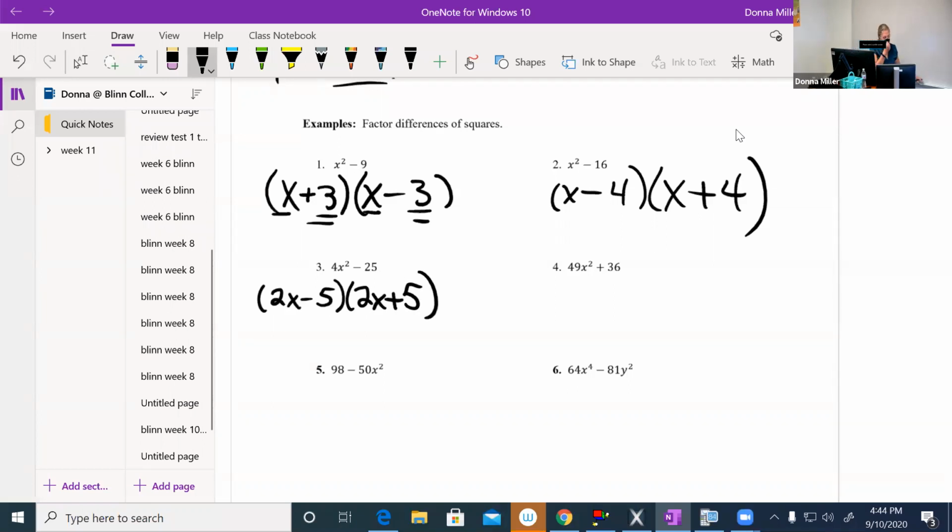All right. Let's try this one. What about 49x squared plus 36? 7x squared. It can't be. Yay! All right, gold star.